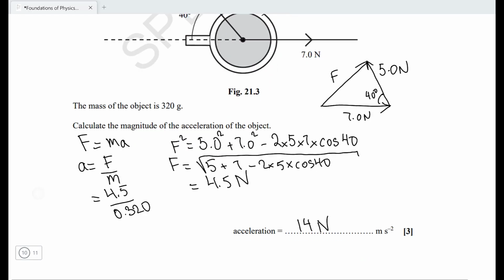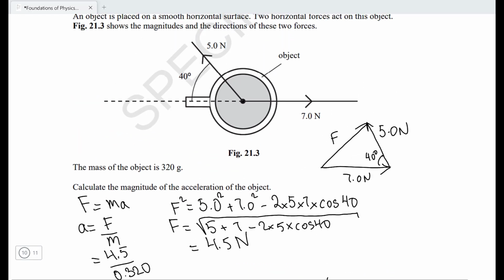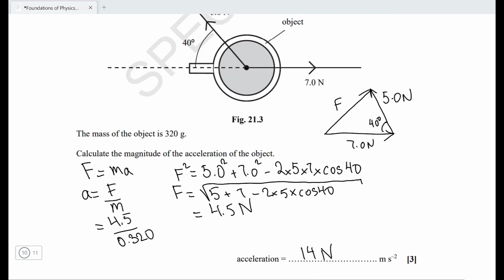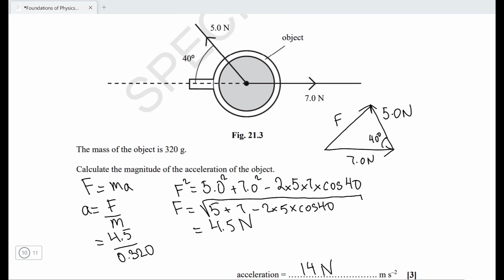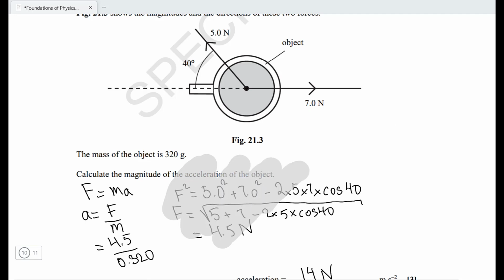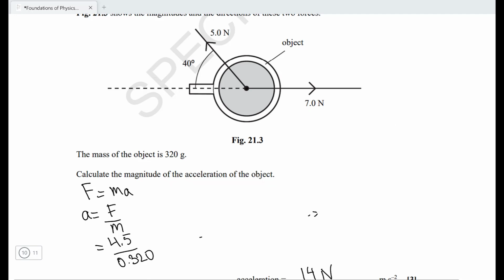Now, just before I move on, there's probably a few of you that might do this via vector resolution. That is totally fine. I just want to show you a different way of tackling this question. So I'm just going to get rid of this solution temporarily, so we can solve this question a completely different way. I think it's probably more time consuming, but we're going to get exactly the same answer.